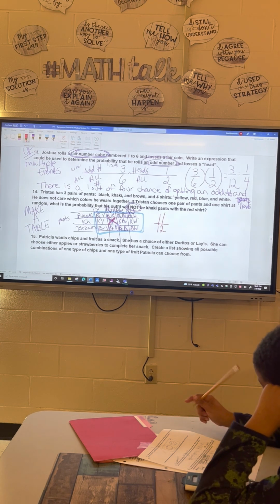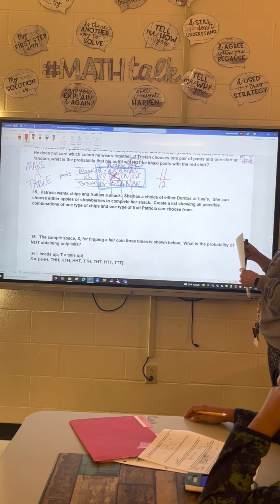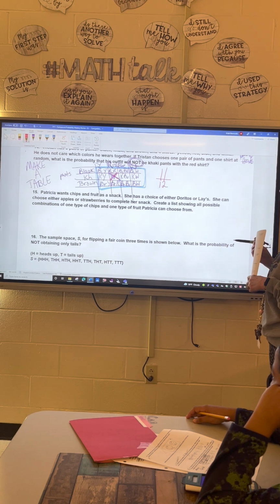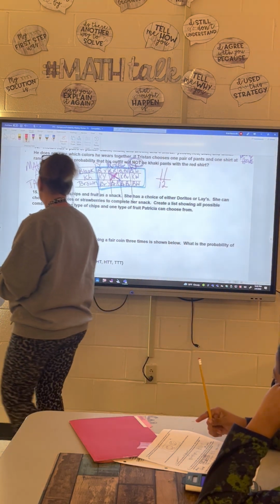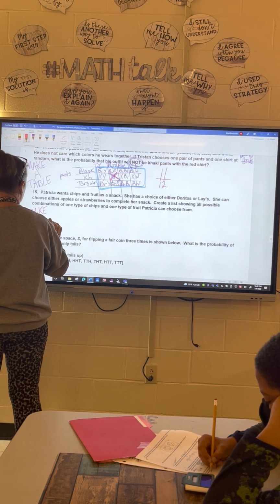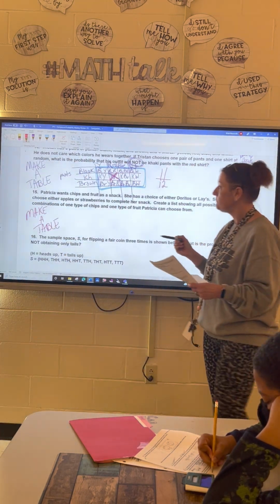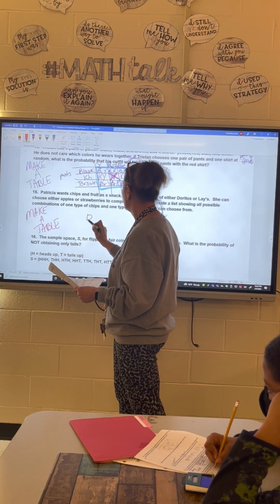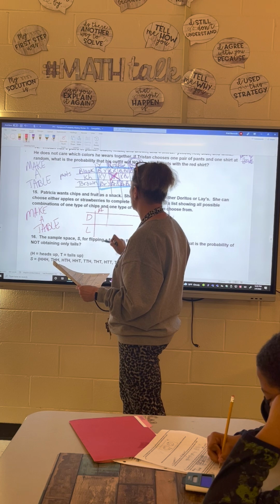Number 15. She wants chips and fruit as a snack. She has a choice of either Doritos or Lay's. She can choose either apples or strawberries to complete her snack. Create a list. Well, I don't like to make a list until I make a table. We're going to make a table first. A table is the easiest way to make a list. So I've got chips and fruit, right? I have Doritos or Lay's, and I have apples or strawberries.